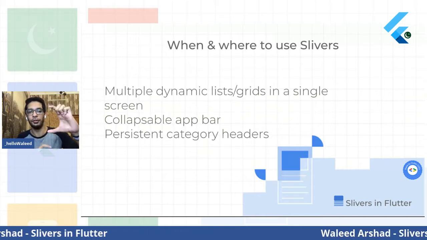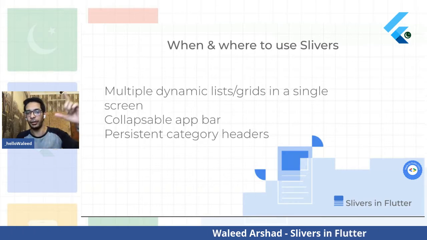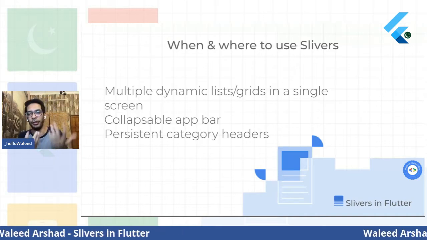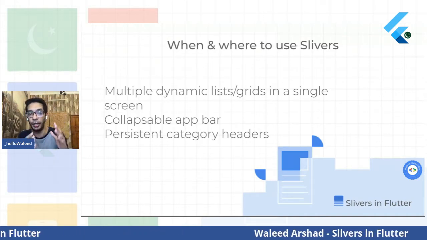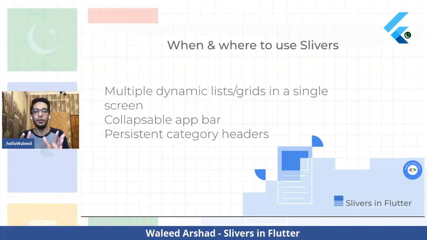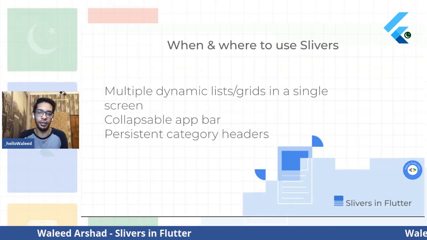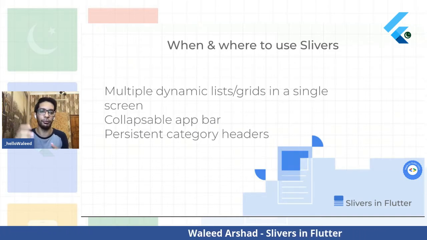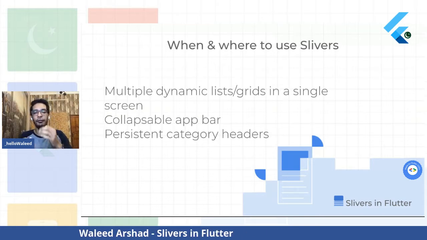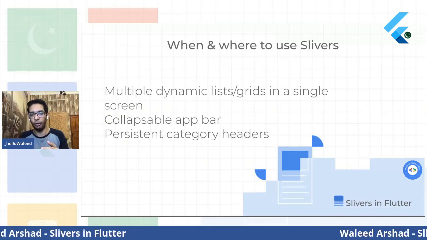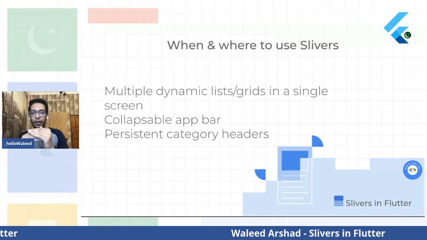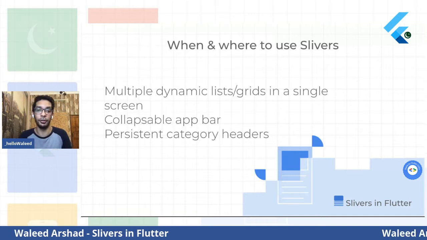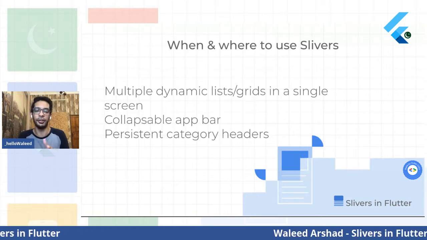That will crash your UI. So you need something, which I'll show you. Slivers will be used when you have multiple dynamic lists in a single screen. When you have a collapsible app bar, you see that in WhatsApp the image in the UI collapses up when you scroll up. And when you have a lot of dates and you scroll up, the date fixes itself as you scroll through the items of that particular date. Slivers can be used for that as well, for persistent category headers.